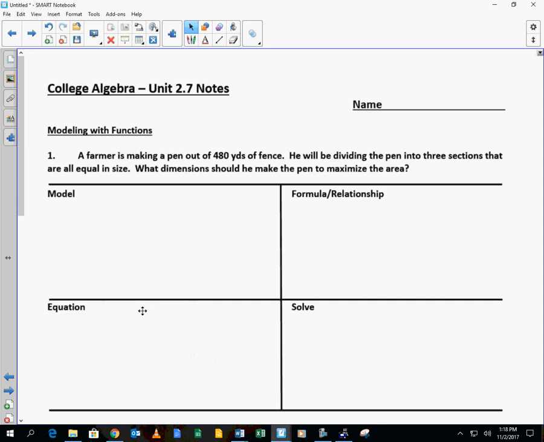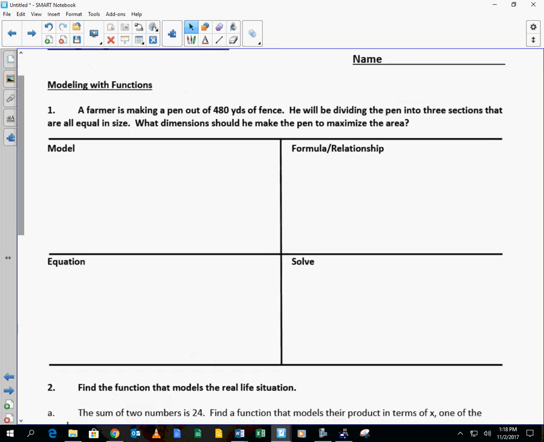A farmer has 480 yards of fence. He'll be building the pen into three sections that are all equal in size. What dimensions should he make the pen in order to maximize the area? Sounds like a very complicated problem. We're going to make it super easy, and I promise we'll make it super easy.